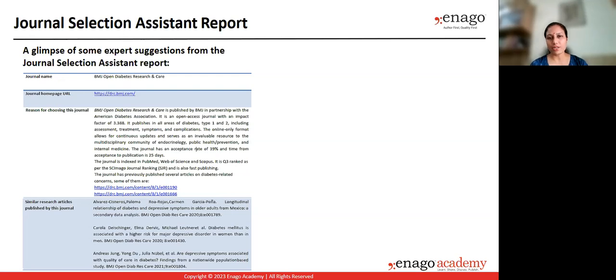The scope match is, of course, a priority in every assessment process. We also share certain similar research articles that had been published in this journal in the last 2 to 3 years to help the authors refer to these articles and understand how the research has been presented. And that is how this target journal would expect you as well to present your research in the paper.